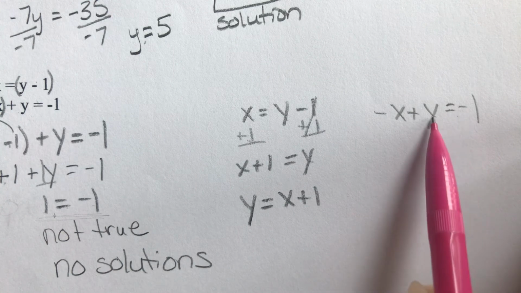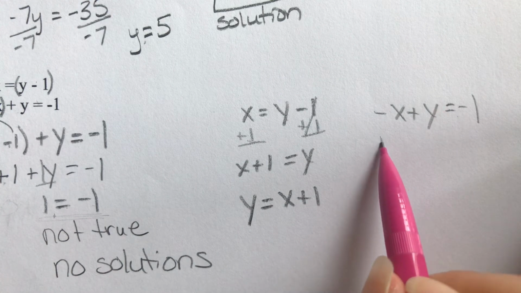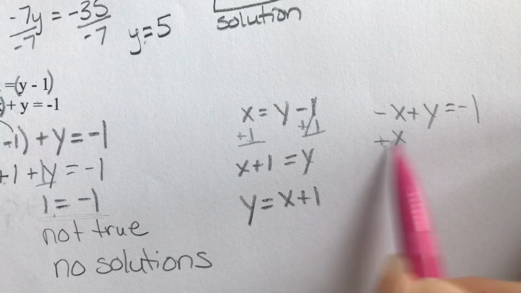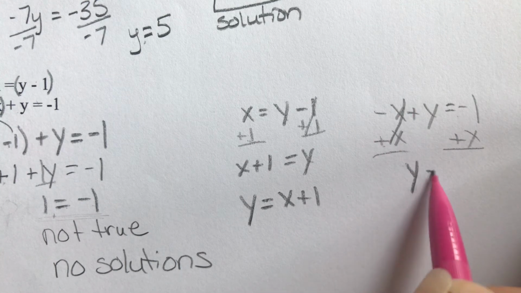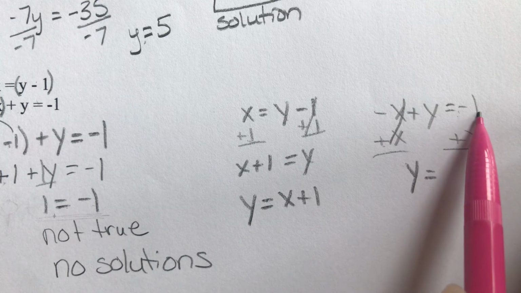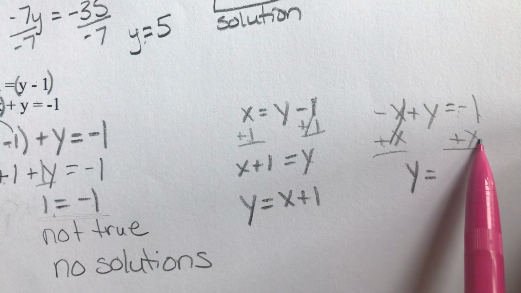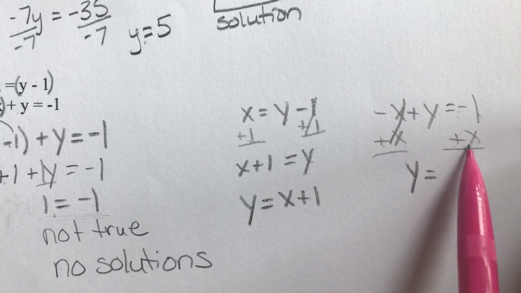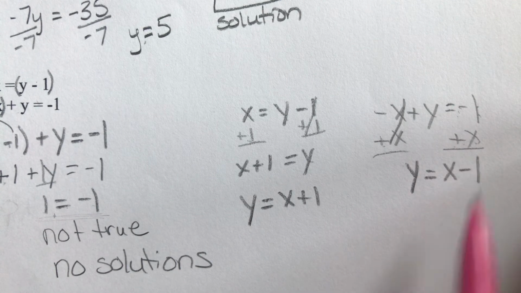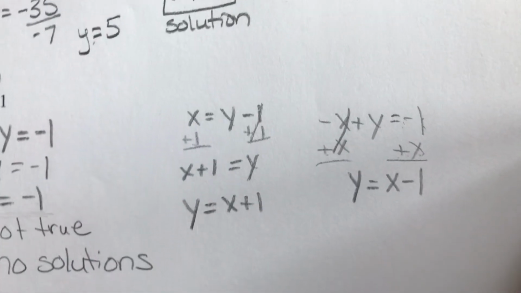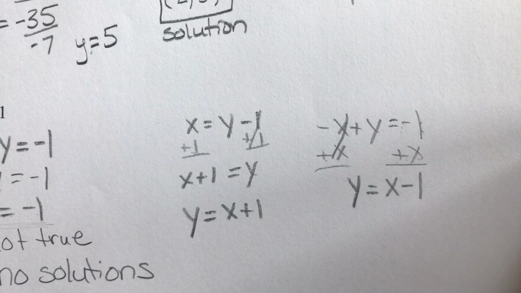Okay, over here, y by itself, I need to get rid of the x, so I'm just going to add x over there, get rid of it over here. Y equals -1 plus x. I'm going to rewrite it this way: plus x minus 1, so x minus 1. So are they exactly the same? No. I hope you said no.